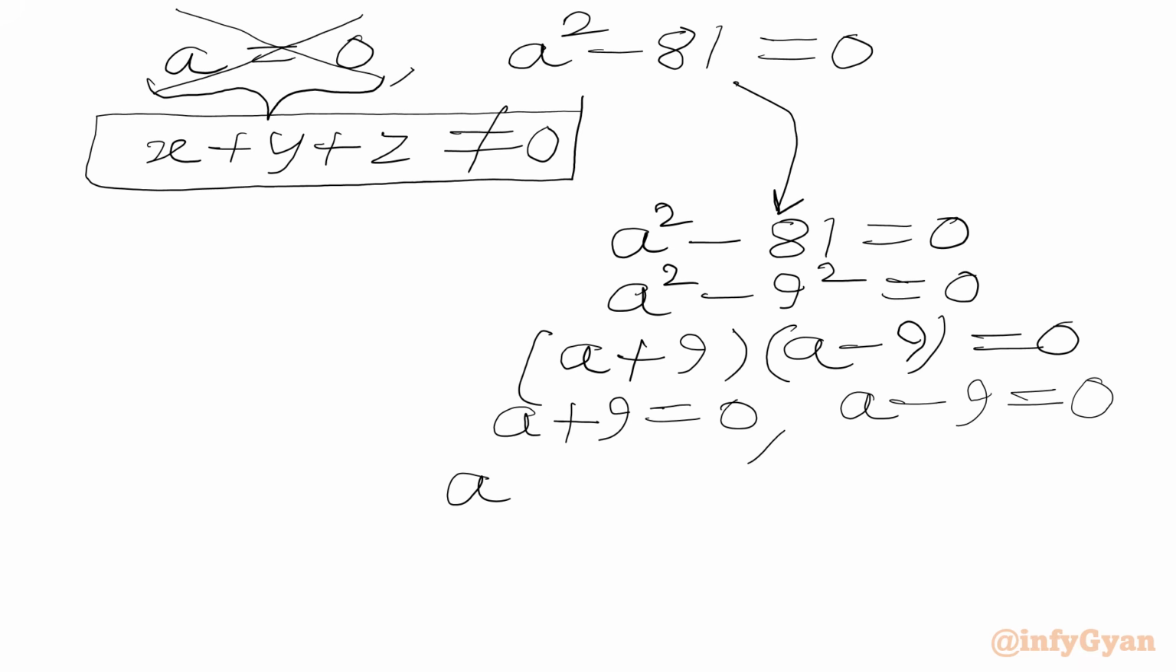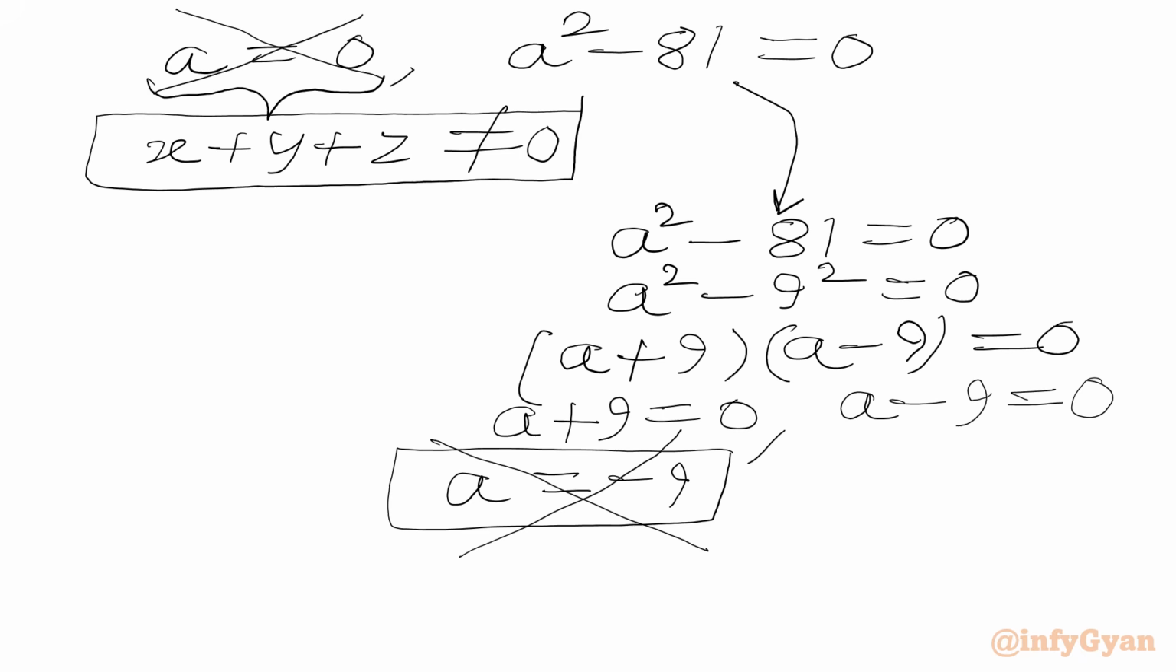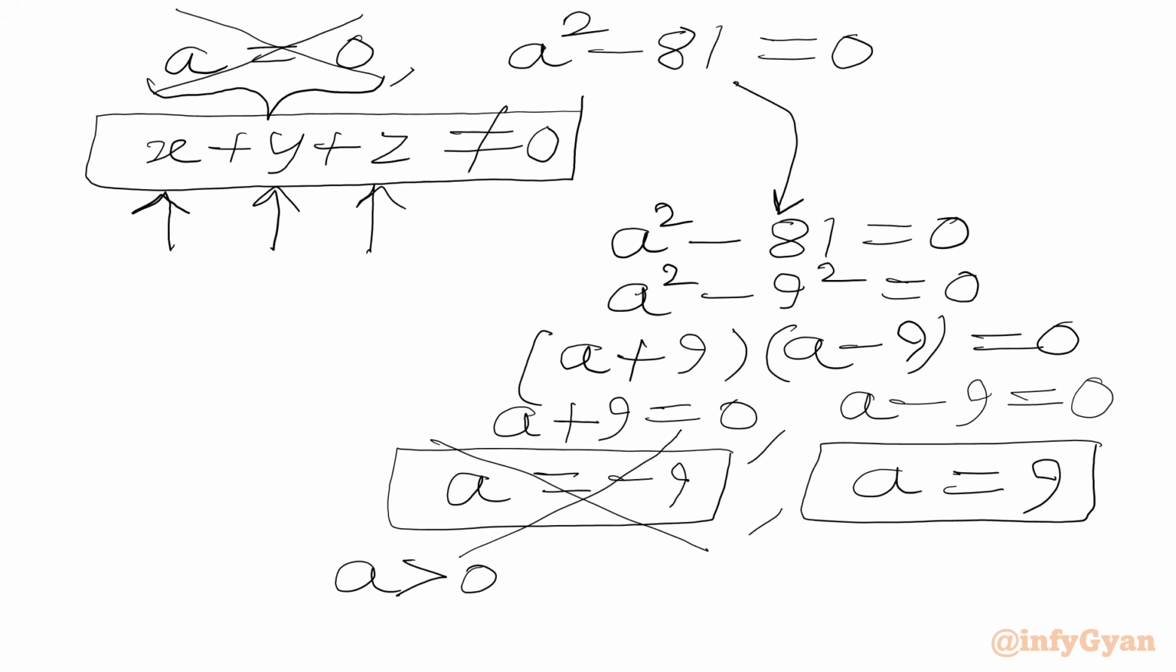From our first equation, we are going to get A equal to negative 9, which we are going to reject. X is positive, Y is positive, Z is positive, so A would always be positive. That's why we will reject A equal to negative 9. Now A equal to 9 we will get from the second equation. This is accepted. So I will write A equal to 9 is our accepted A value.